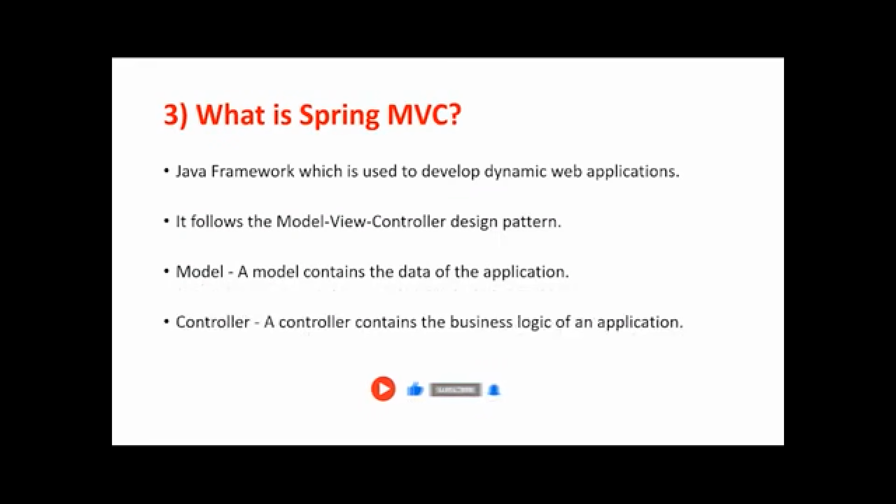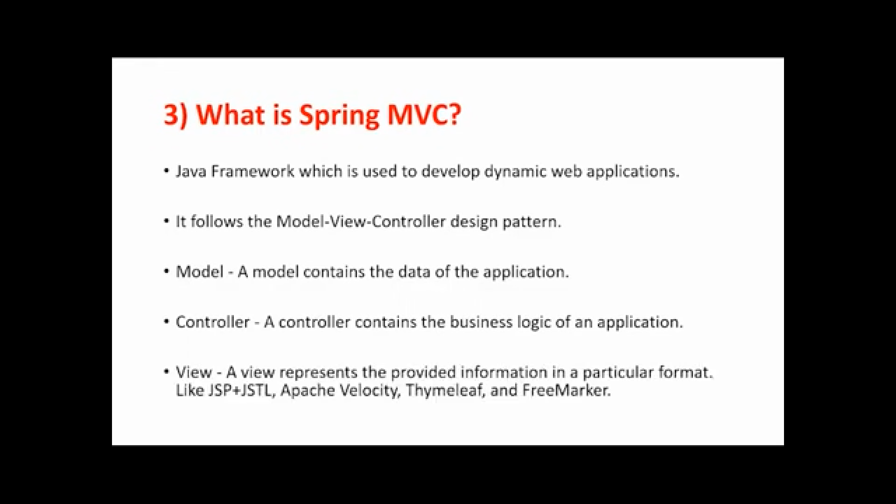Controller means simply it's a code, a class that actually contains business logic of the application. We can also call it request processing code. View is the final representation that is given to end customers or client machines. Here, view is actually a Java-based view again. It's a JSP with JSTL or Apache Velocity, Thymeleaf, FreeMarker, and so on.